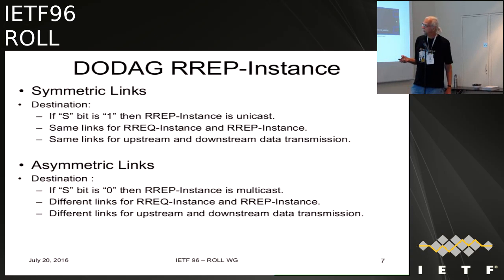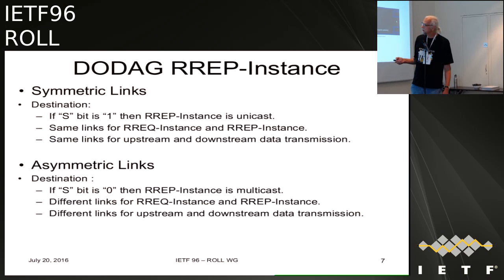So this is this more. I think I've already said everything here. If the symmetric bit is set, then the route reply is unicast, and the source will receive it as a unicast. If the symmetric bit is turned off, then the instance is multicast, and the source will receive it as a multicast and know that the routing is asymmetric.